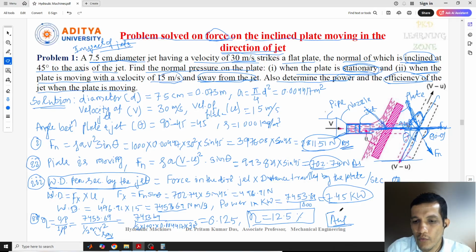So I hope you understand how to solve it. This is the power, this is the efficiency, and this is the force when the plate is in moving condition, and this is the force when the plate is in stationary condition. So I hope you understand this problem.